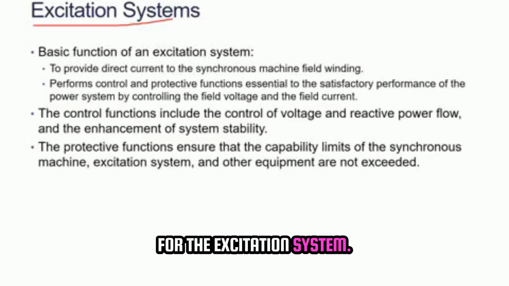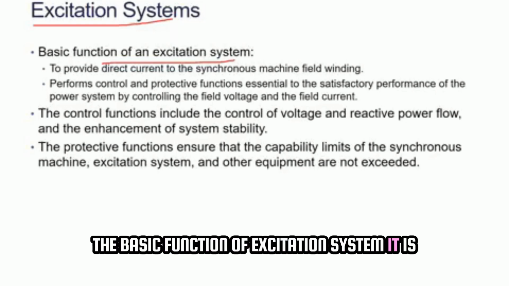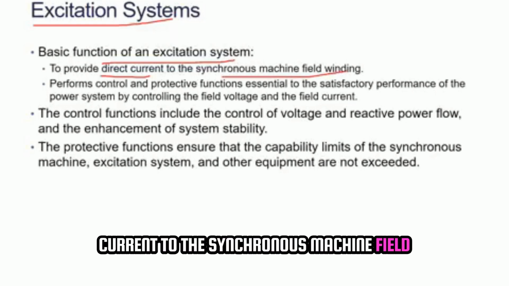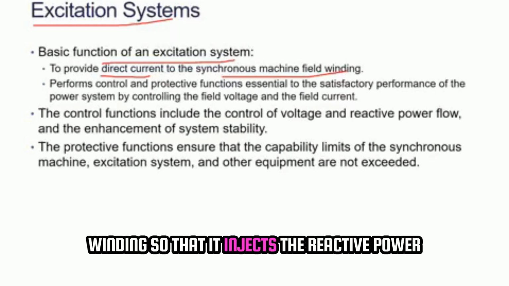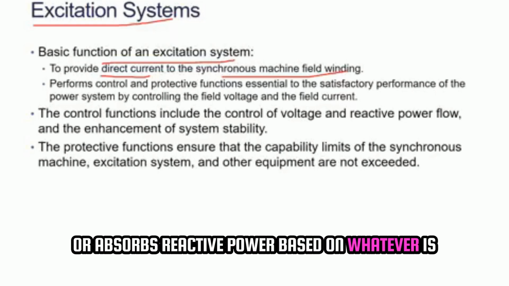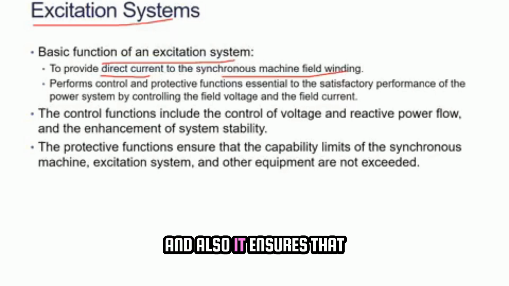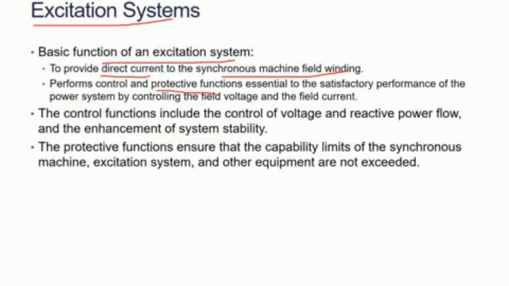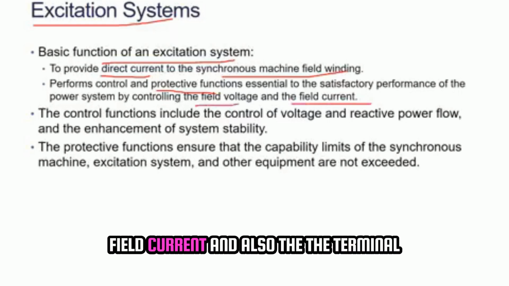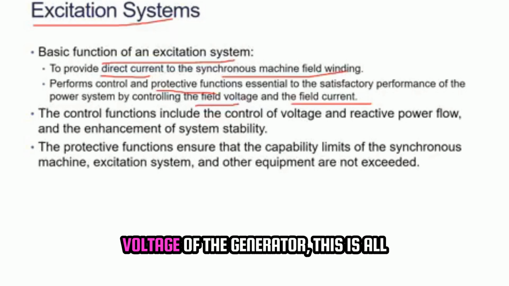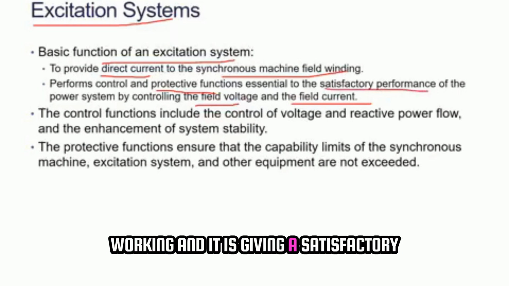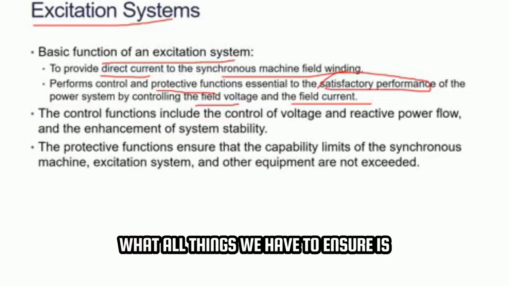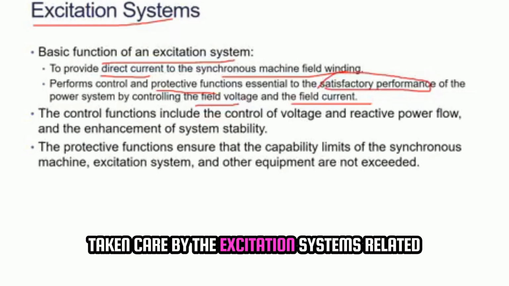Okay, for the excitation system, the basic function is that it provides the DC current, direct current, to the synchronous machine field winding so that it injects reactive power or absorbs reactive power based on whatever the situation is. It also works on protective functions. Protective function means it needs to ensure that the field voltage, field current, and the terminal voltage of the generator are all working and giving a satisfactory performance. So everything related to the voltage of the synchronous generator is taken care of by the excitation systems.